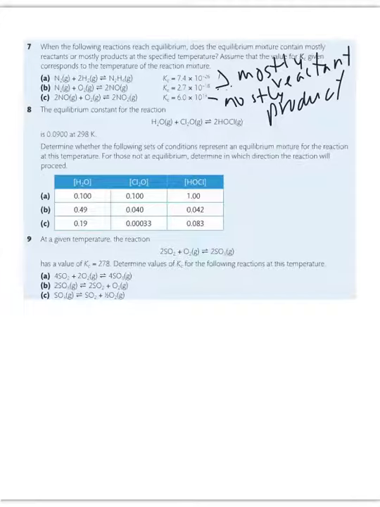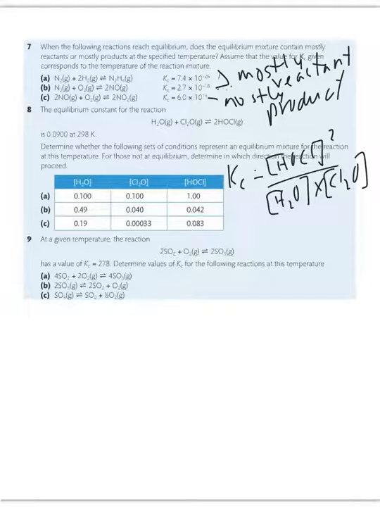Number 8, the equilibrium constant for the reaction is 0.0900 at 298. So they're actually giving you a value. They're not giving you the expression for it. And it says, determine whether the following sets of conditions represent an equilibrium mixture. Well, to do this, I'm going to need to know what the equilibrium constant expression is. So that's going to be the concentration of HOCl squared divided by the concentration of H2O times the concentration of Cl2O. So then I'm just going to plug and chug down here.